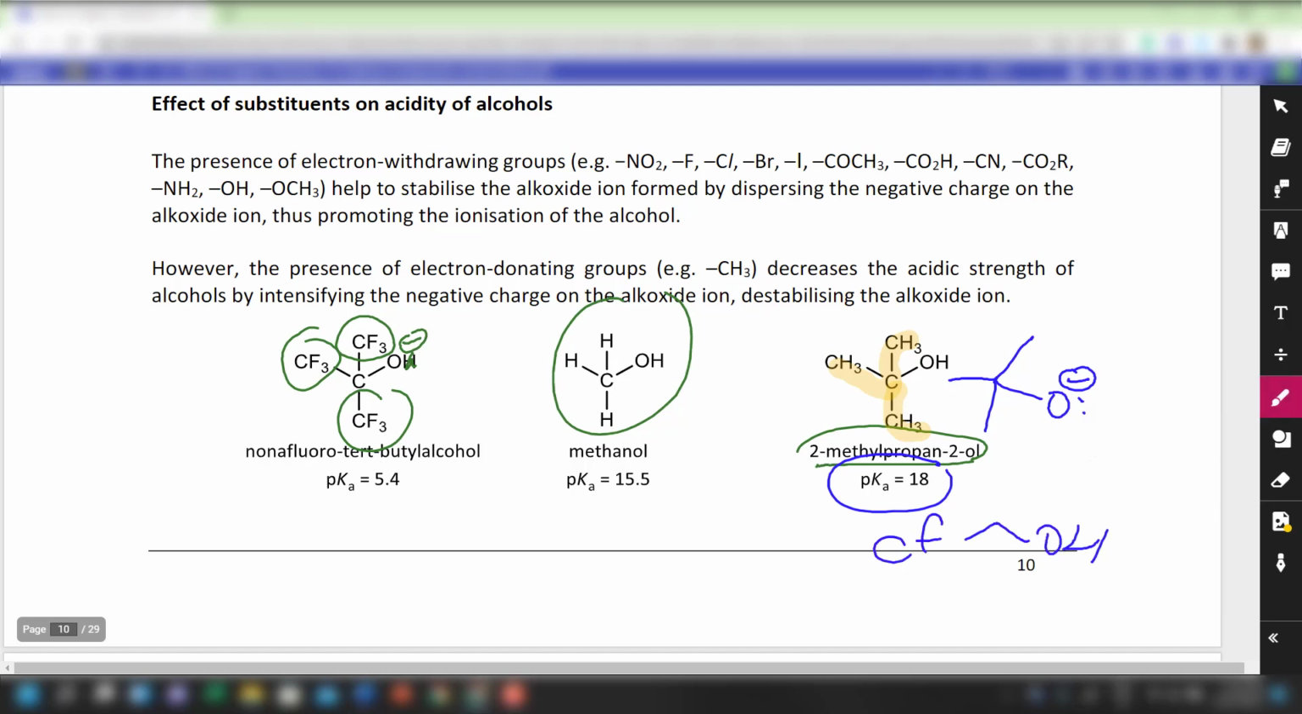Okay, so do not just count the number of alkyl groups bonded to the alpha carbon. Yeah, because the whole group is one alkyl group. Yeah, just take note of this. Okay.